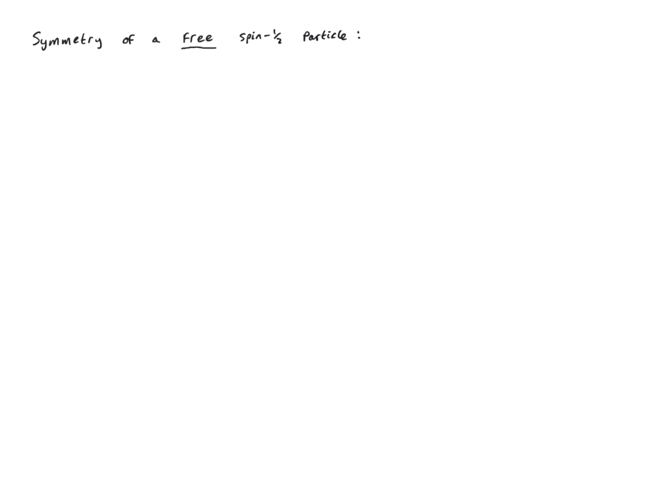A single free spin-half particle has a special symmetry. It is referred to as SU2 symmetry. This stands for a special unitary group of degree 2. This is the symmetry that describes a free electron. This SU2 symmetry describes the continuous rotational symmetry in three-dimensional space.